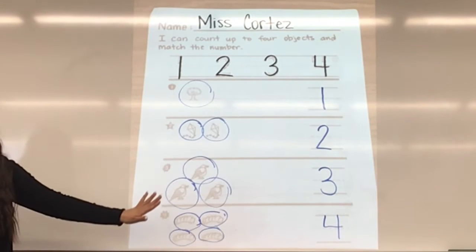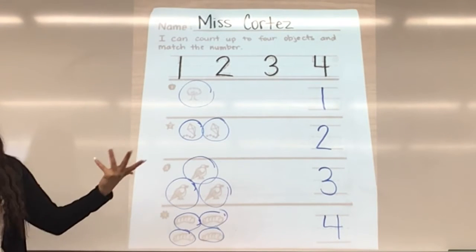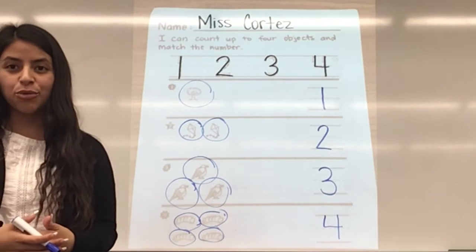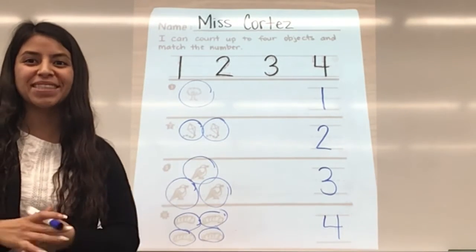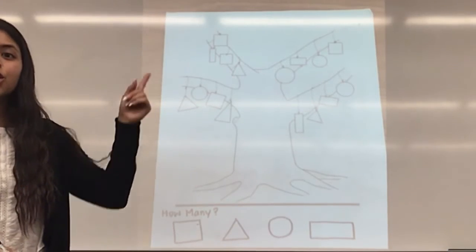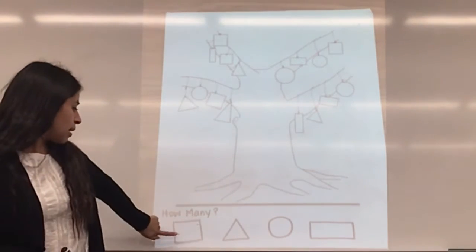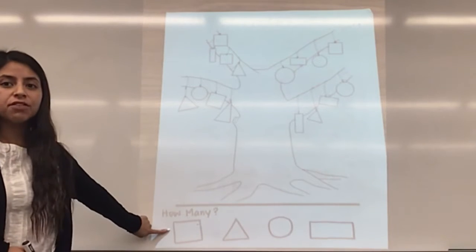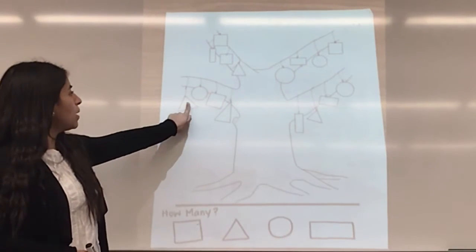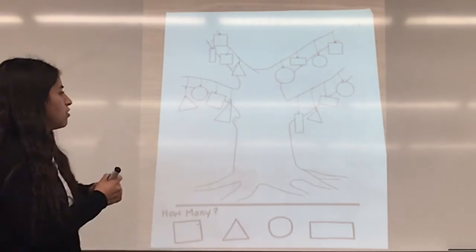Now you've completed this sheet, go ahead and flip it over and go to the back of your sheet with your tree with all of your shapes. TK, for your assignment, you're going to use this worksheet to count all of your shapes. So for example, we're going to count all of our squares first, and we're going to see how many we have. I have a square right here.